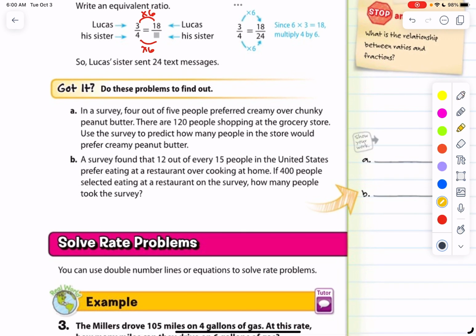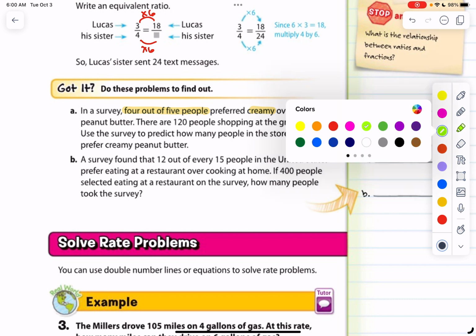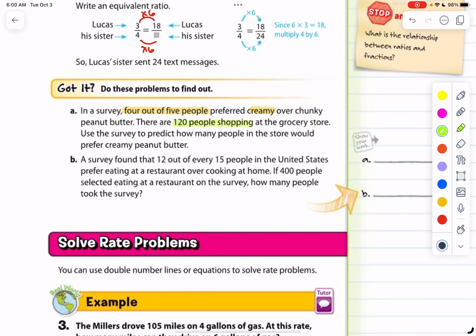In a survey, 4 out of 5 people preferred creamy peanut butter. There are 120 people shopping at the grocery store. Use the survey to predict how many people in the store would prefer creamy peanut butter. Well, we could set that up as a tape diagram. That wouldn't be so difficult.